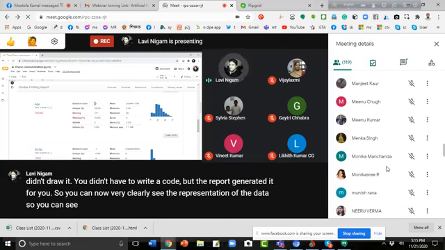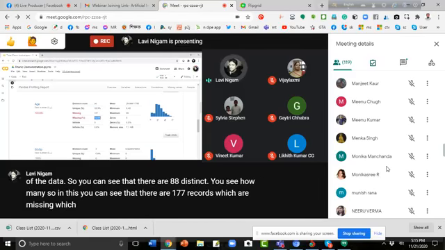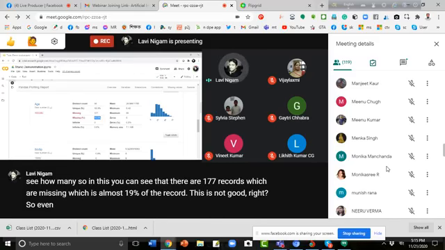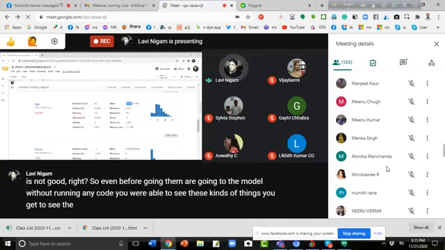So you can see that there are 88 distinct values. You see how many. In this, you can see that there are 177 records which are missing, which is almost 19% of the records. This is not good, right? So even before going to the model, without running any code, you were able to see these kinds of things. You get to see the mean of the data. These are certain statistics, which are very important.